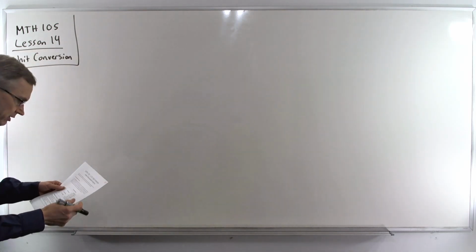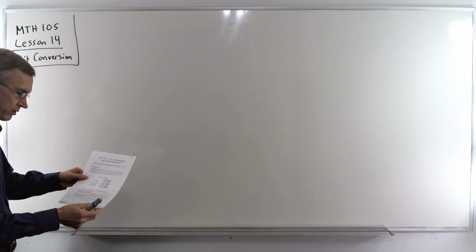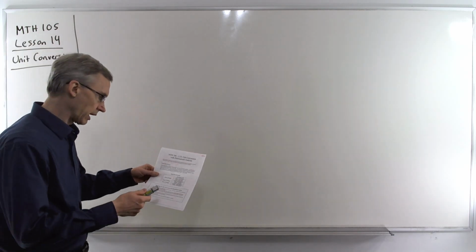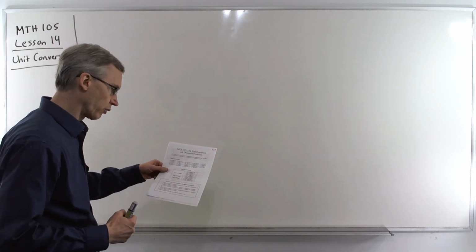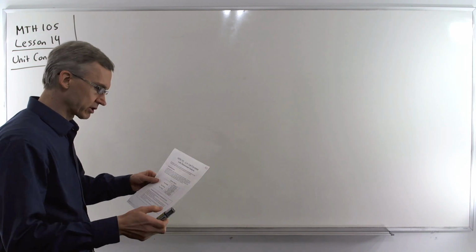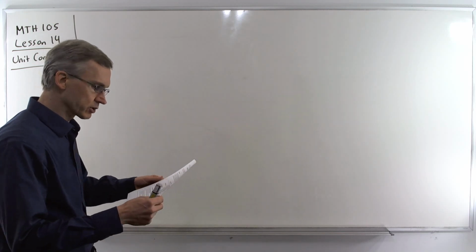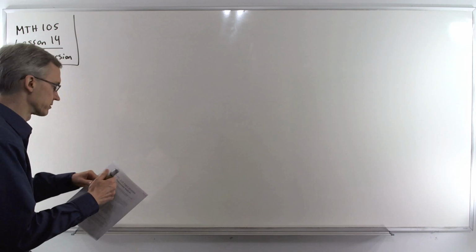So on the first page here you see a bunch of conversion factors. These are equivalent measures, and it's broken down into length, volume, and weight. An example of a conversion factor is 1 mile equals 1.61 kilometers.